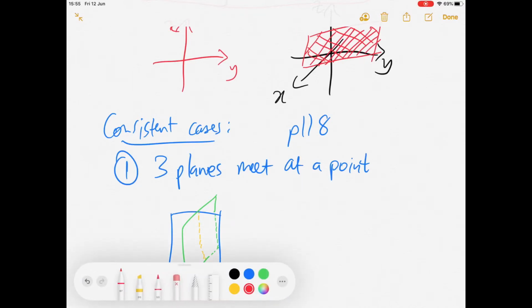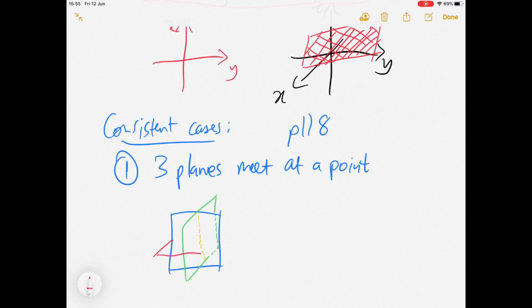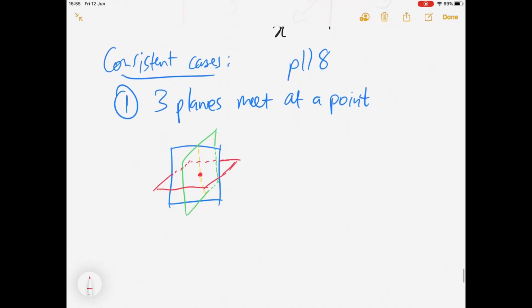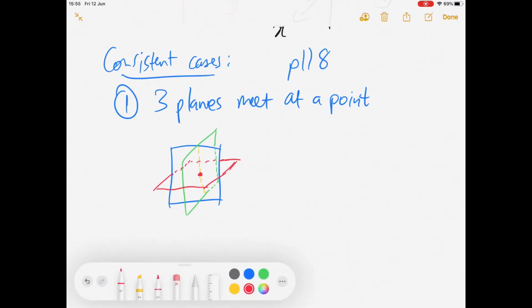Okay, and then if we have a red plane, that's going to be here. And we can see these three planes are going to meet in this point where the red dot is, somewhere along where the red plane meets the yellow line. So this is what it looks like geometrically for three planes to meet in a point. Obviously, this isn't the only thing it could look like, but this is just one illustration.